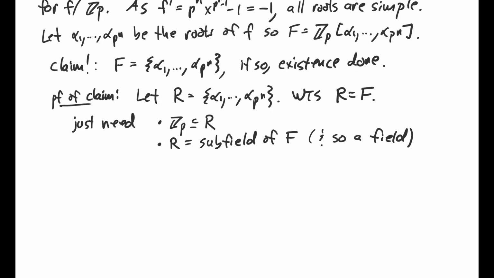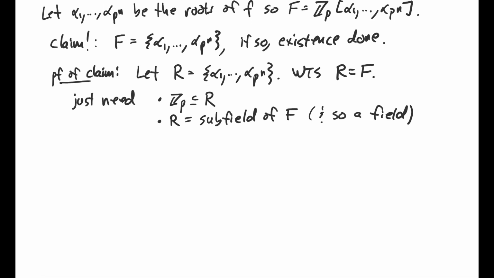Okay, now I claim actually we just have to prove two things. First of all, I claim we have to show that z mod p is in R, and then secondly, that R is a field in its own right, which just means we have to show it's a subfield of F. Because if we show that, then it's an extension of z mod p, and it's obviously the smallest extension that has the roots of F, because, well, it only has the roots of F. It's obviously the minimal one. And since it's the minimal extension of z mod p that has all the roots of F, then it is the splitting field. And that will give us that R is equal to F.